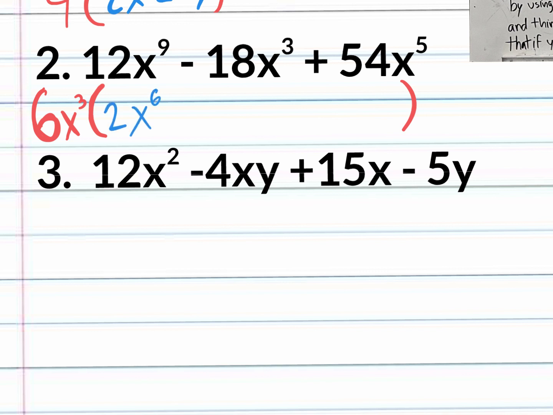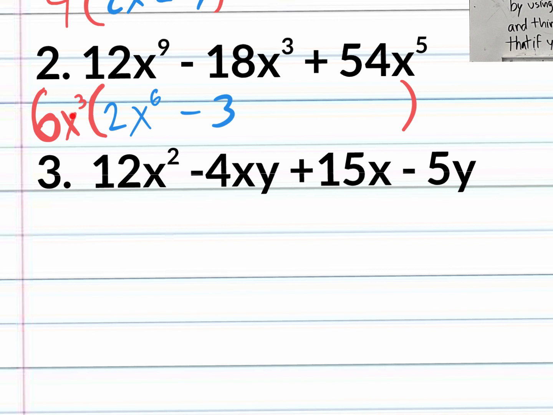6x to the third times what gets us back to 12x to the ninth? 2x to the sixth. And if it kind of confuses you, you could think of the numbers first, like 6 times what gets you 12? 6 times 2. And then you could think of the letters, x to the third times how many more x's to get to the ninth. Remember that you add the exponents when you're multiplying. So yeah, 6 more to get to 9. So over here, 6x to the third times what? Let's start with the number. 6 times what gets us a minus 18? Negative 3. Excellent. All right.